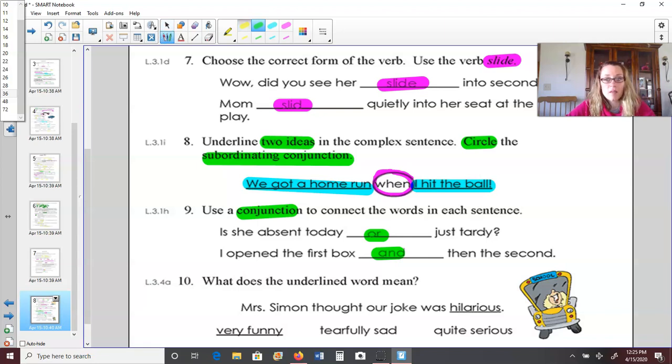And finally, number 10, what does the underlined word mean? Mrs. Simon thought our joke was hilarious. Well, key word is joke, and hilarious is a very strong way of saying it was very funny. Okay? All right, guys, that ends our grammar lessons for this week.